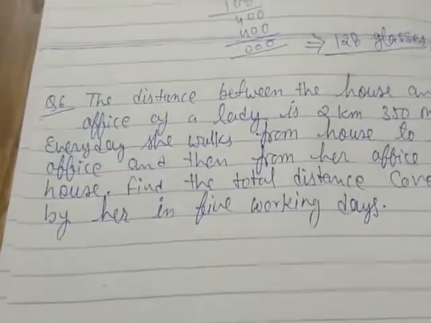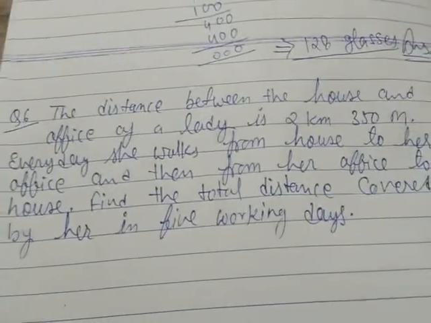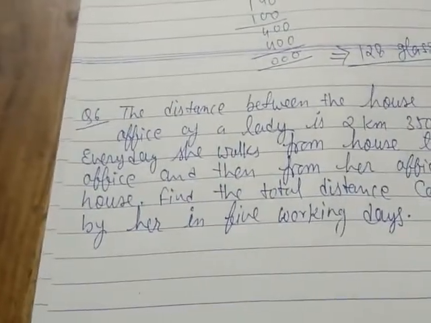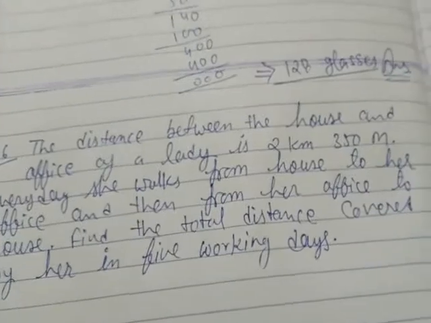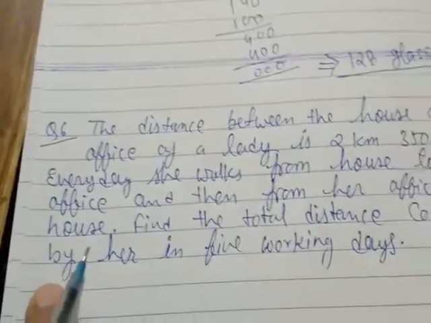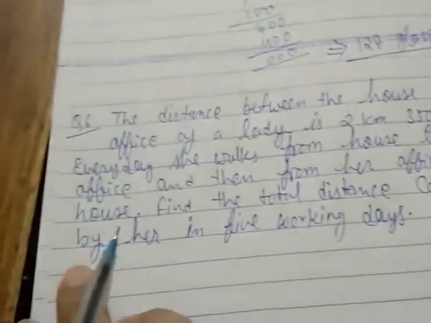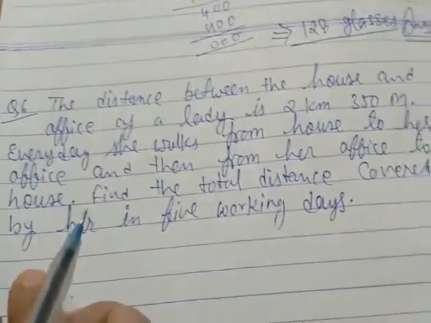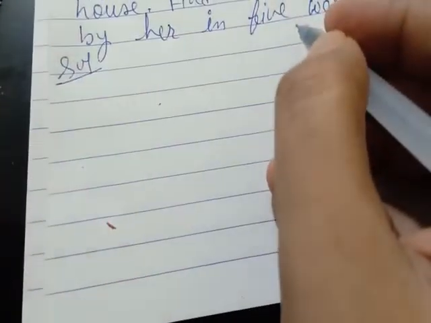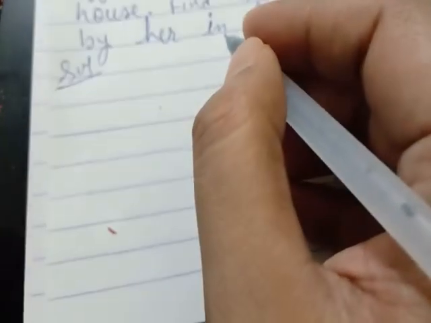Coming to the next question: the distance between the house and the office of a lady is 2 km 350 meter. Every day she walks from house to her office and then from her office to house again. Find the total distance covered by her in 5 working days. So you understood this distance between house and office, and again office to house.